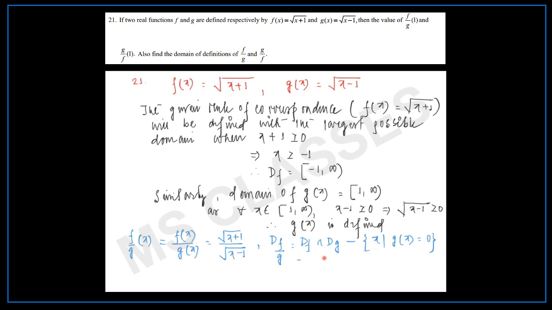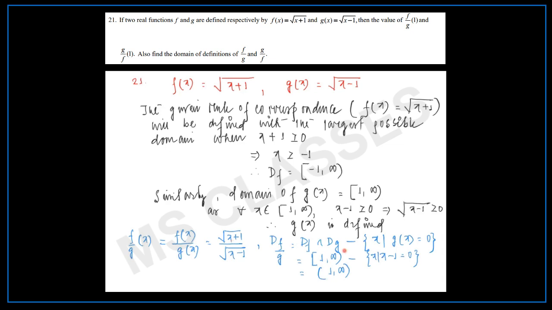Now, for the intersection part, one is saying minus infinity to minus 1 and 1 to infinity, another is saying 1 to infinity. So the common region will be 1 comma infinity, minus the values where g(x) is 0, meaning x minus 1 equal to 0. So this will be 1 comma infinity. That is the domain for f by g of x.